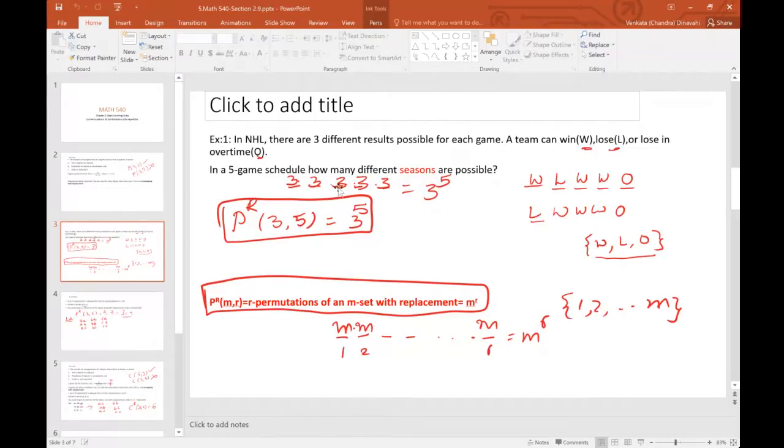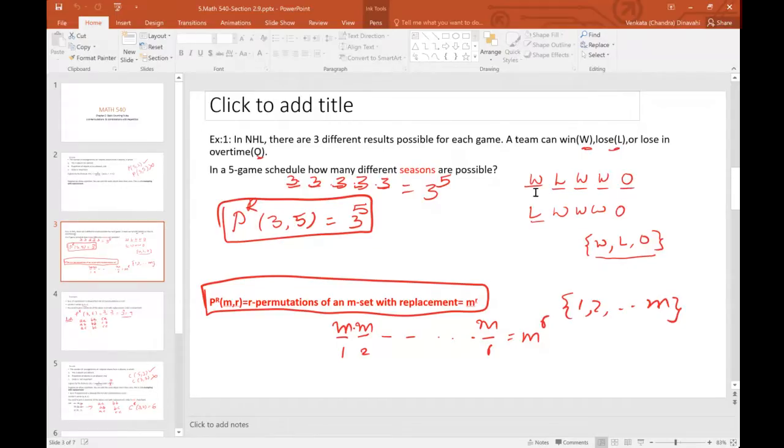That means each team is going to play 5 different games. I'm asking how many seasons are possible. Here I'll explain what a season means. Look at this. Here it represents the first game is a win, the second game is a loss, the third and fourth are wins, and the fifth game is a loss in overtime. This is one season. In the second one, they lost the first game, then the second, third, and fourth are wins, and the fifth is a loss in overtime. These are 2 different seasons.